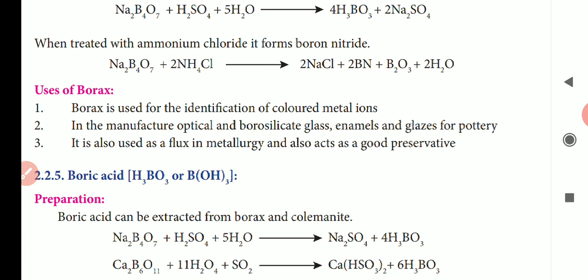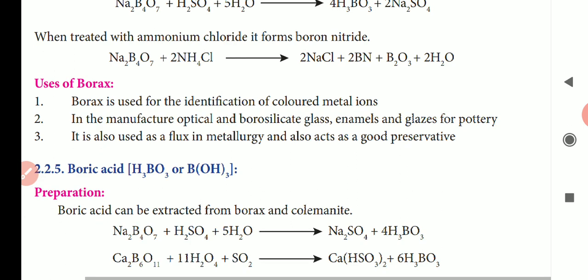It is also used as a flux in metallurgy and also acts as a good preservative. Which among the following is one of the components used as a flux in metallurgy? Borax. Okay, borax.